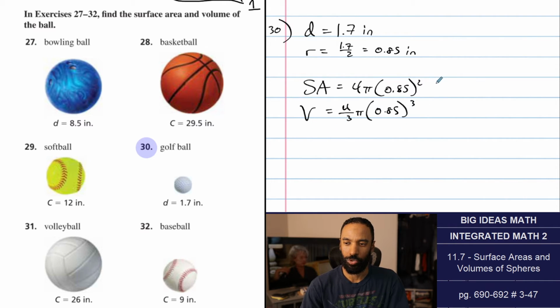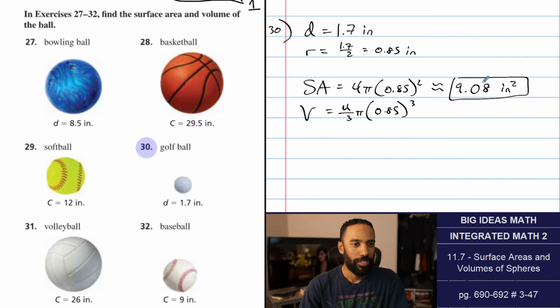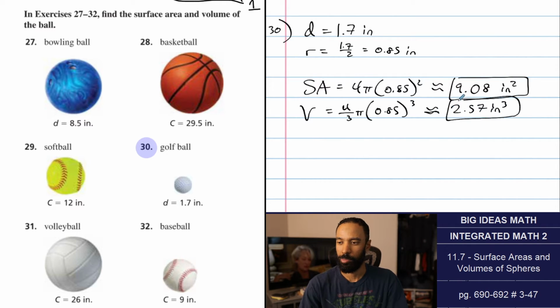9.08 is what I want to do for the first one. 9.08 square inches. And the volume, 2.57 cubic inches. That sounds right to me.